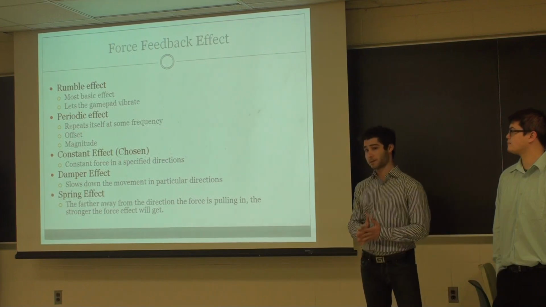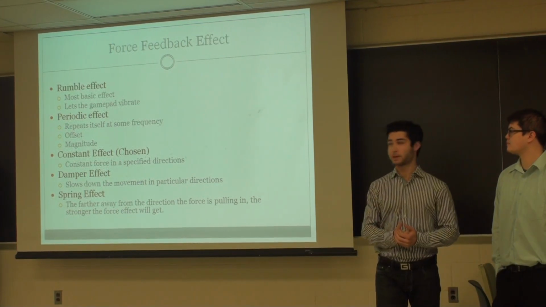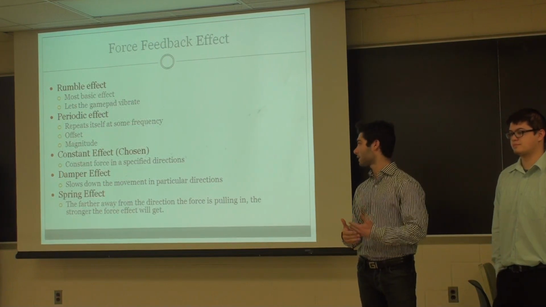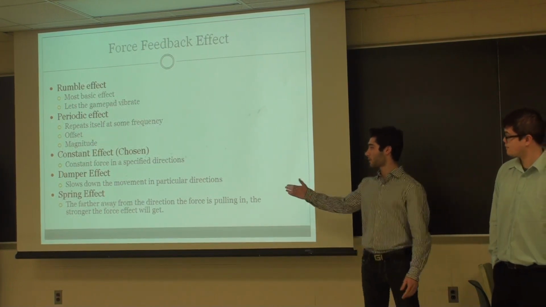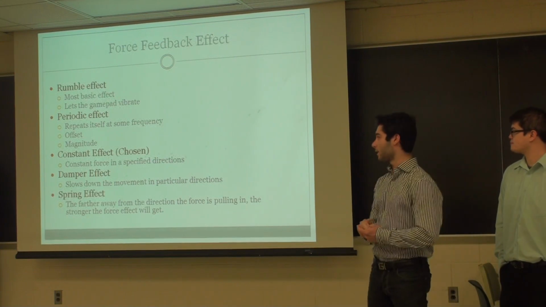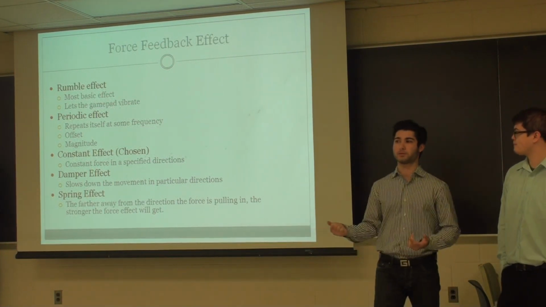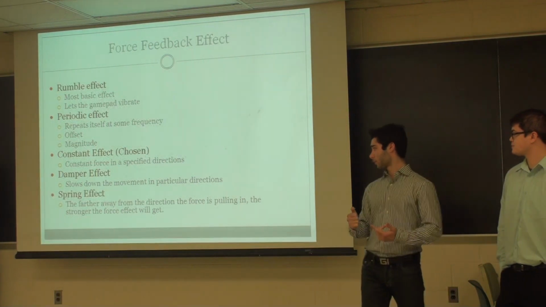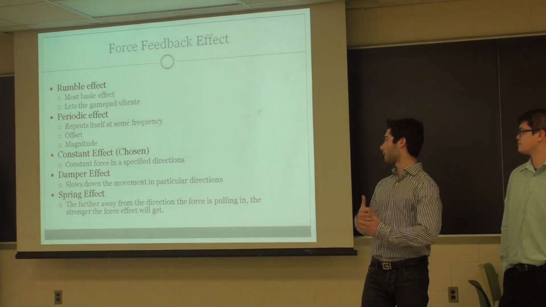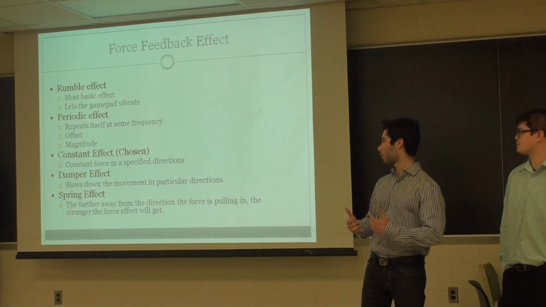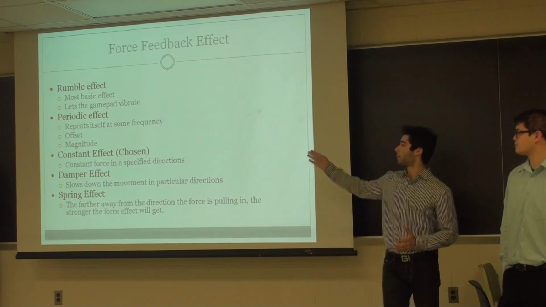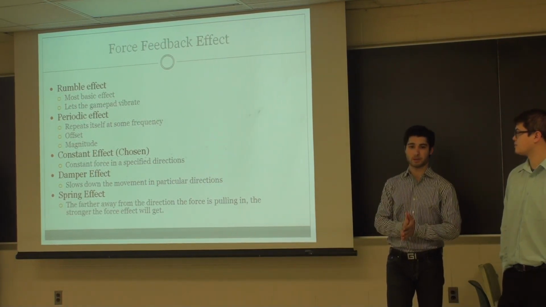Third one is the constant effect, which we chose for our project. We're going to give some constant force in a specific direction that we want. Next one is the damper effect, which slows down the movement in a particular direction. And the last one is the spring effect. The further we move the joystick away in one direction, the stronger the force with which it comes back to the center, which we're actually going to use for our project. But the main point is that we use constant force for our project.